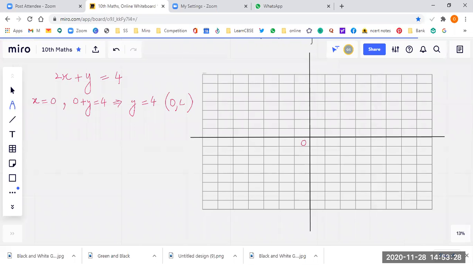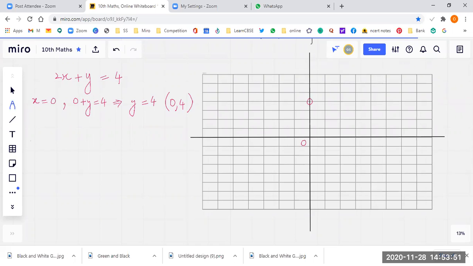I'm again telling you, don't write y first. You will take a wrong point. Always write x first, then write y. So how will I draw 0, 4 on this graph? x is 0, y is 1, 2, 3, 4. This is the point.